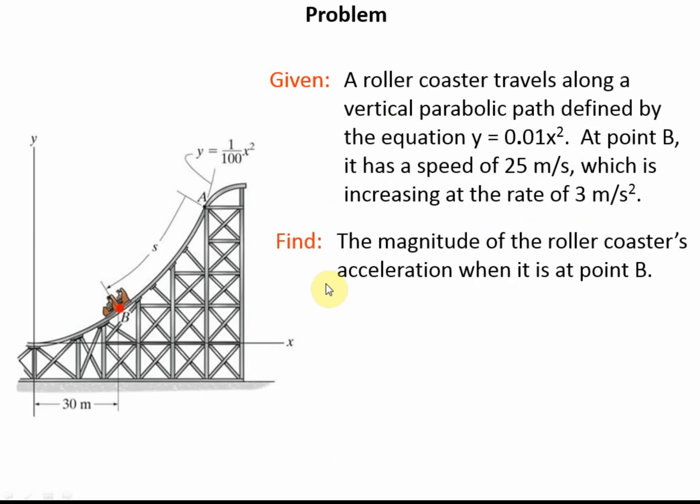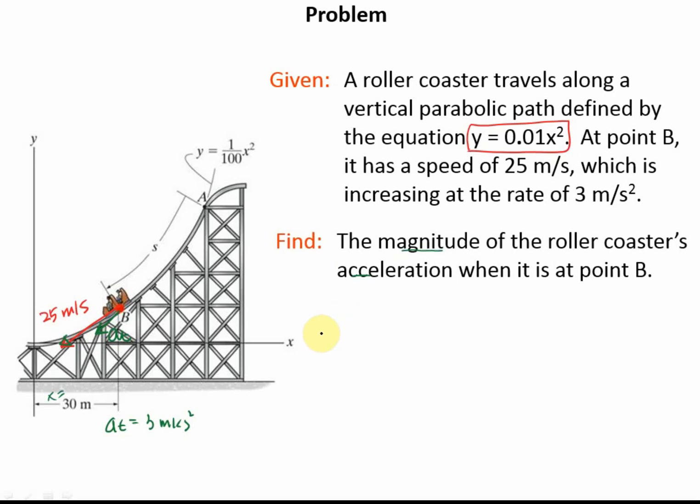In this example, a roller coaster travels along the vertical parabolic path defined by the equation. At point B, it has a speed of 25 meters per second. So right now we know that this tangential speed is 25 meters per second, which is increasing at the rate of 3 meters per second squared. That means we know the tangential component a_t is 3 meters per second squared. Okay, then what is the magnitude of the roller coaster's acceleration when it is at point B? So point B is x equals 30.